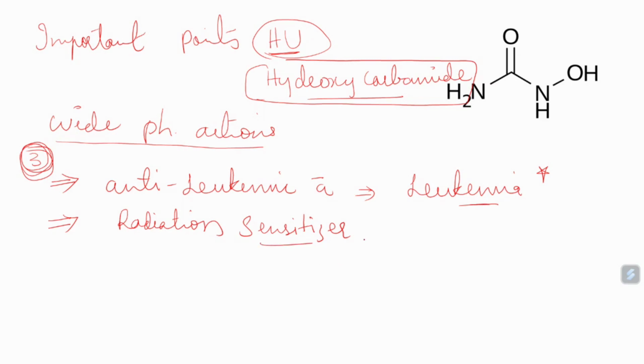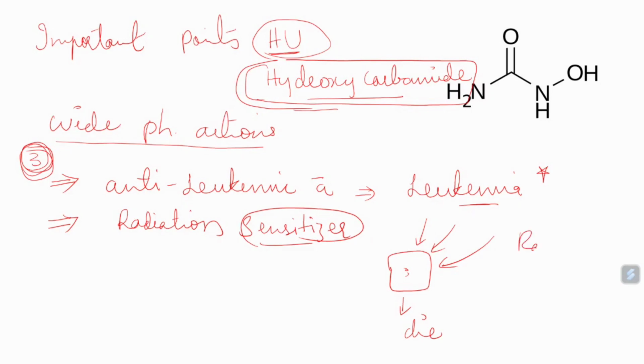Whenever a patient is having radiation therapy, hydroxyurea is used as adjuvant therapy along with radiation therapy. In those cases, hydroxycarbamide increases the sensitivity of the cells to the radiation, and by that the cell will easily die with radiation therapy. That's why hydroxycarbamide or hydroxyurea is used as a radiation sensitizer. This is the second pharmacological action, the second therapeutic use of hydroxycarbamide.